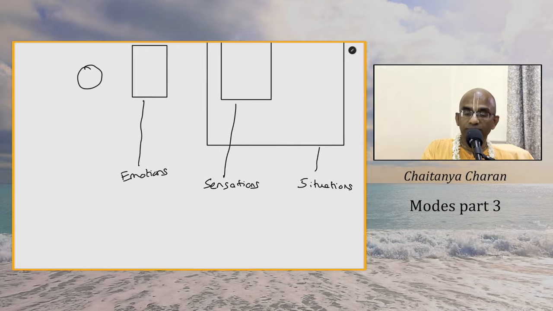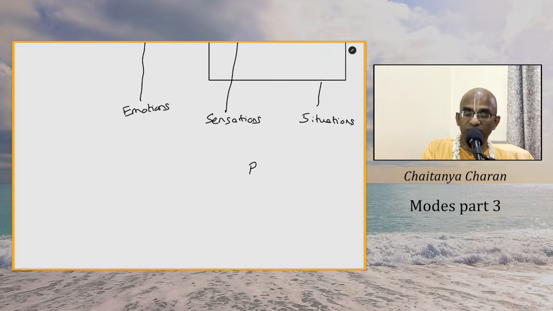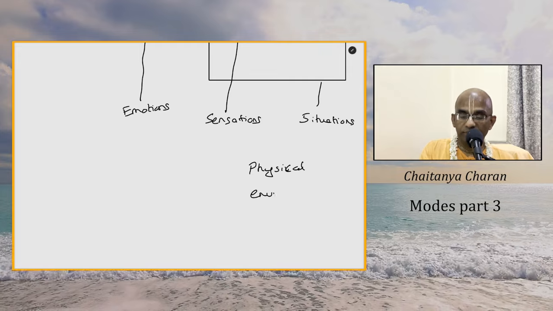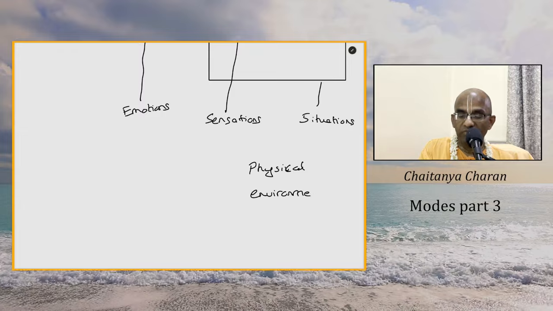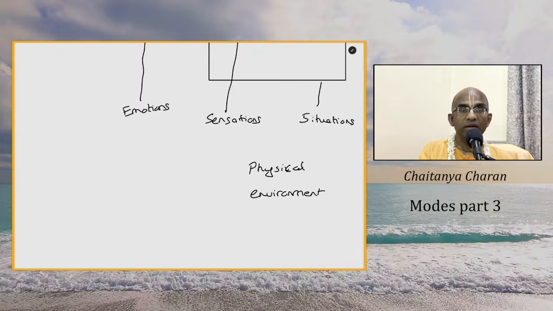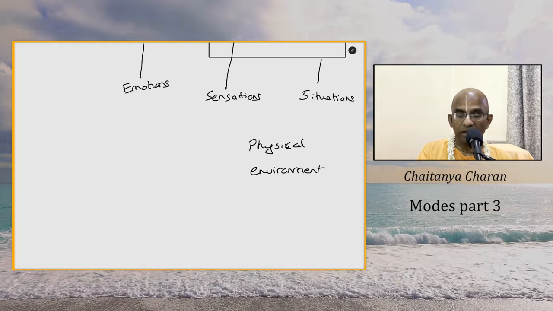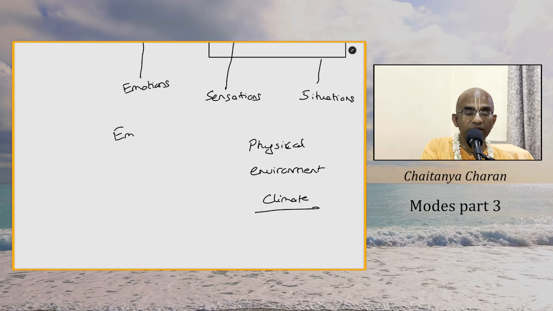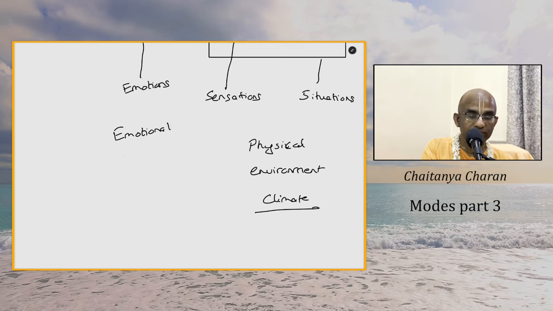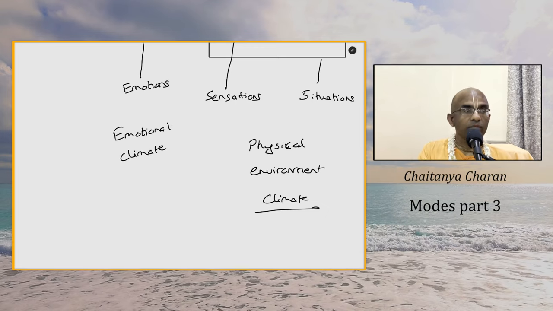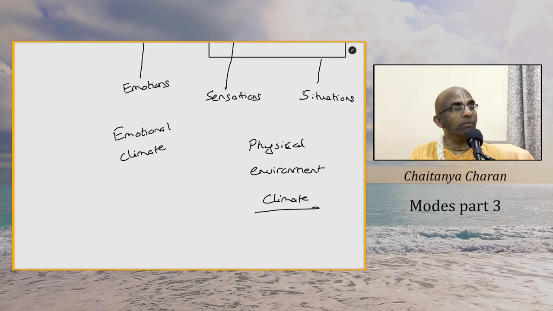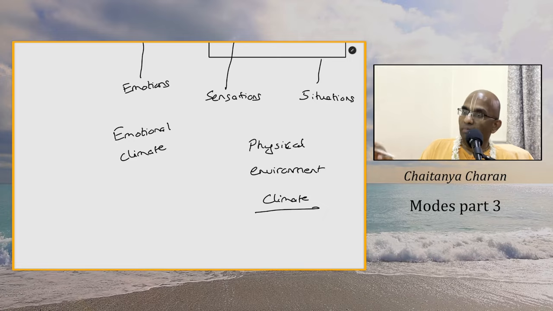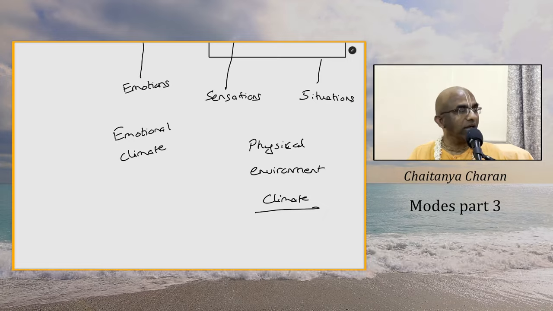So we could say, just as there is a physical environment, and within the physical environment there is the climate at a physical level, similarly, we can say there is an emotional climate. Sometimes the weather is pleasant, sometimes the weather is unpleasant. But we understand this is what it is. I have to deal with it, I have to move on.